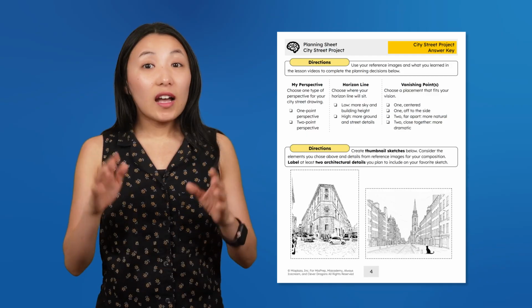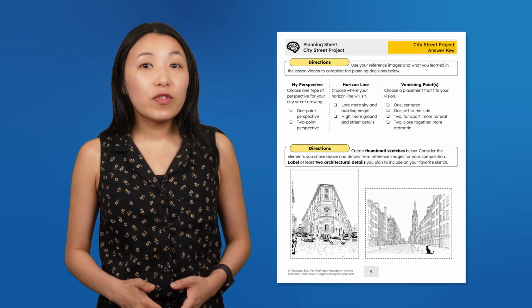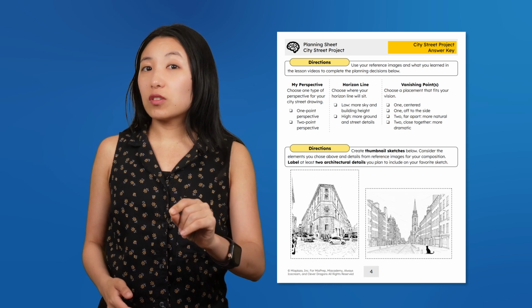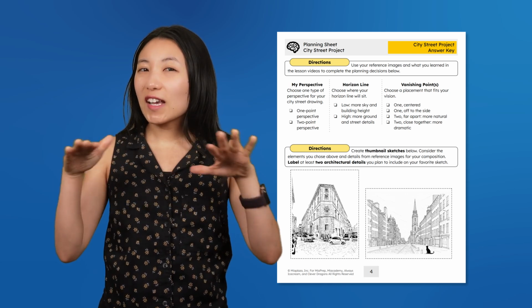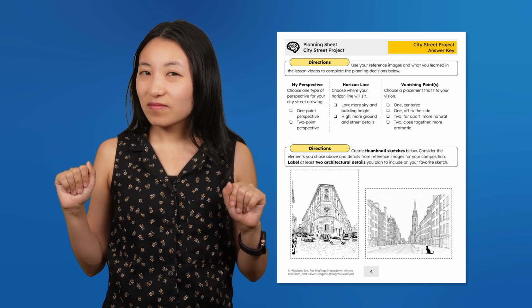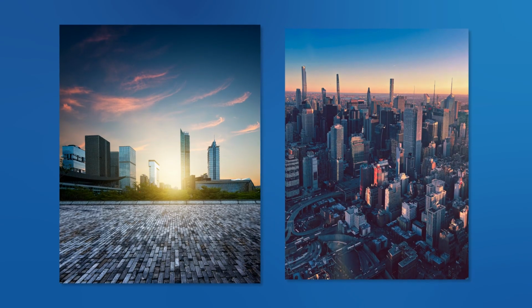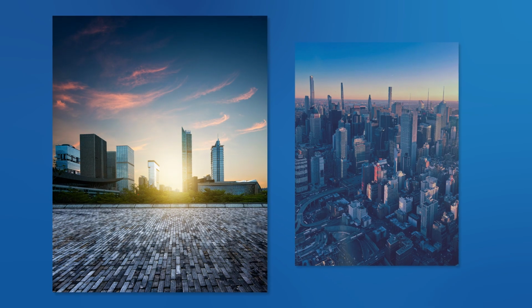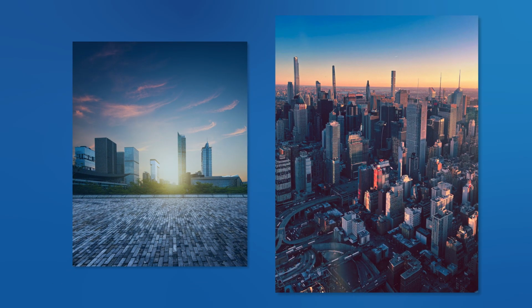Your planning sheet has a few key parts. Today we'll focus on perspective choice and thumbnail sketches, starting with a big decision. Where does your horizon line sit? A low horizon line means more sky and buildings that tower above you. Great for a tall, dramatic scene. A higher horizon line gives you more ground to work with and a wider view of the street.